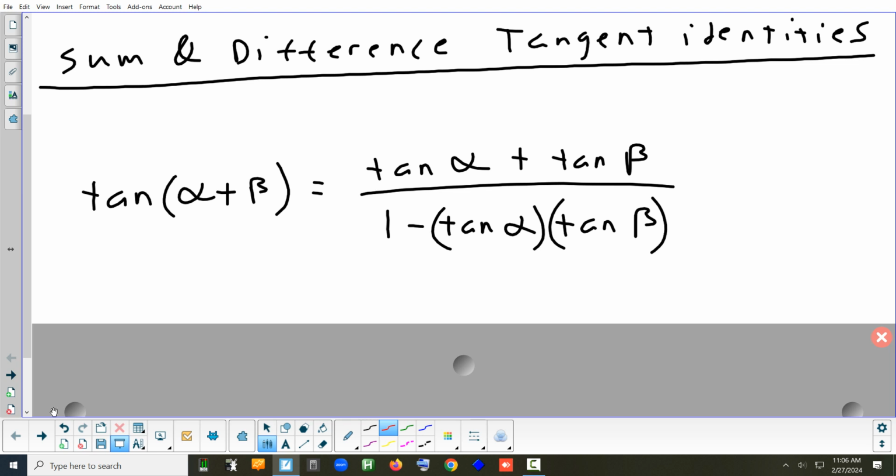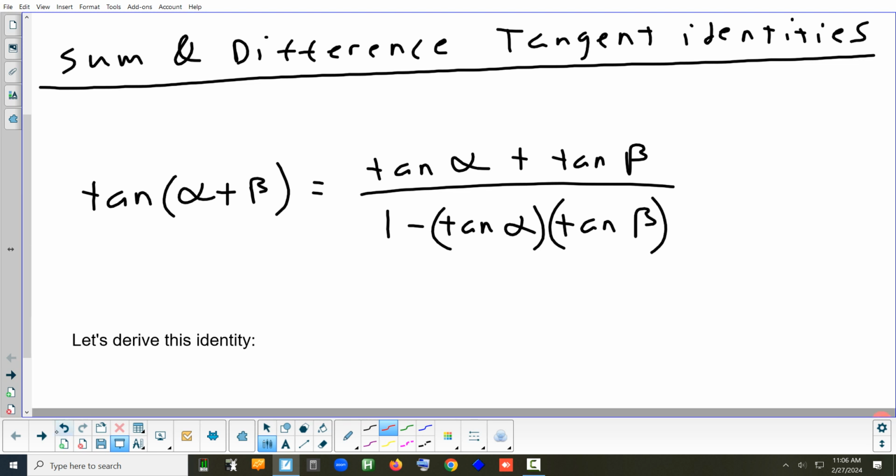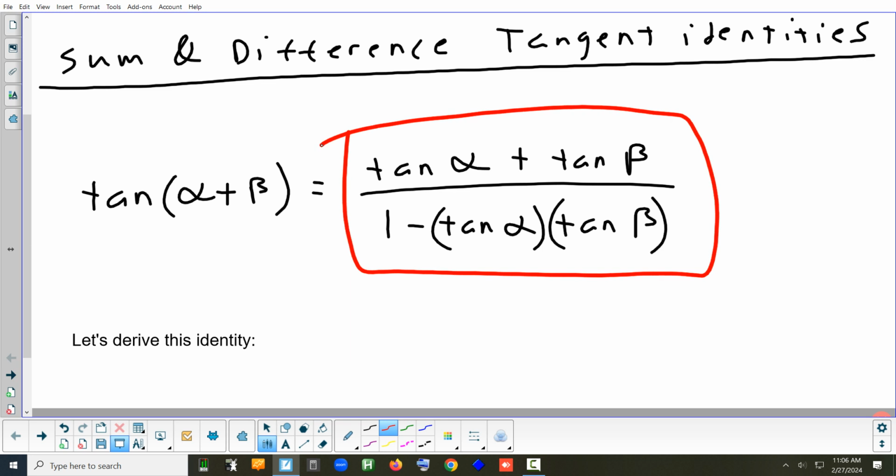Now, that's not an identity that I normally memorize off the top of my head, but I do know the sine and the cosine. So what I want to do is pretend that I don't know this, and figure it out. I need to figure out the tangent one, and all I know is sine and cosine.